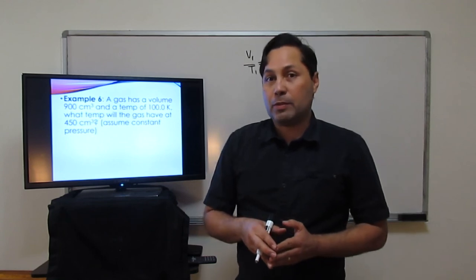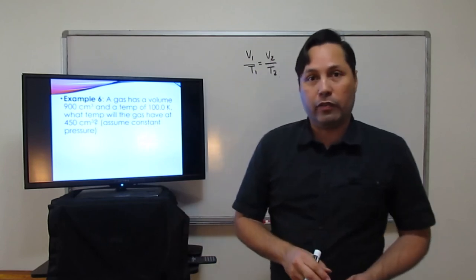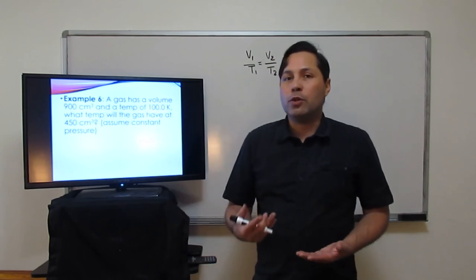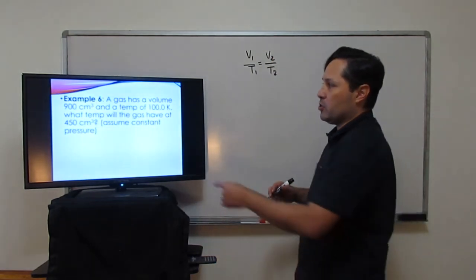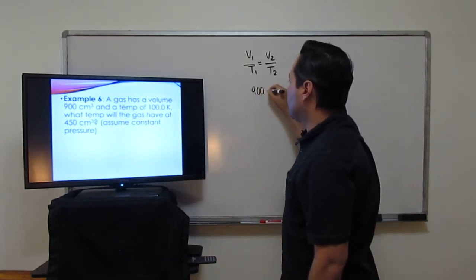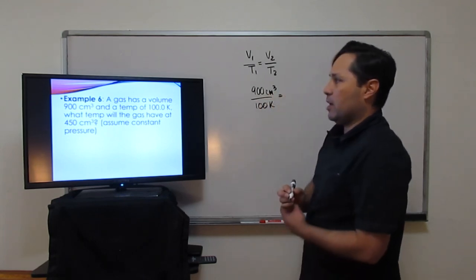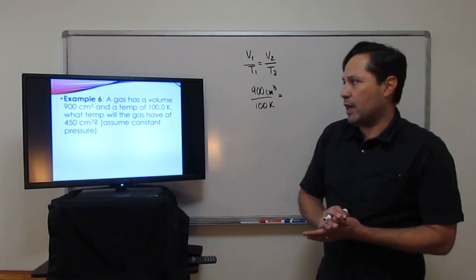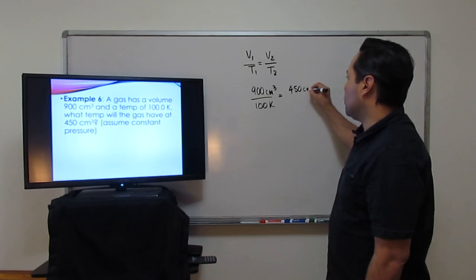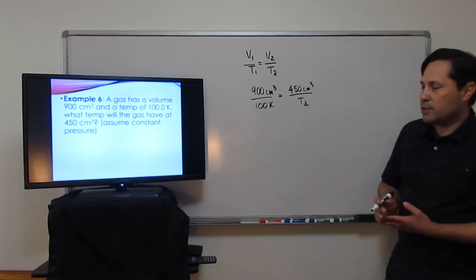I want to point out a couple of things about this problem. Number one is that the temperature is already in Kelvin, so we don't have to change it to Kelvin. It's already given to us in Kelvin. And centimeters cubed, that's another unit for volume. So the first sentence tells us here's your volume, there's your temperature, so we substitute them in. So you have 900 centimeters cubed over a temperature of 100 Kelvin. Now the second part, you ask what temperature will the gas have at 450 centimeters cubed. So 450 centimeters cubed, we want to know what will be this temperature, T2. Alright, so that's our setup.